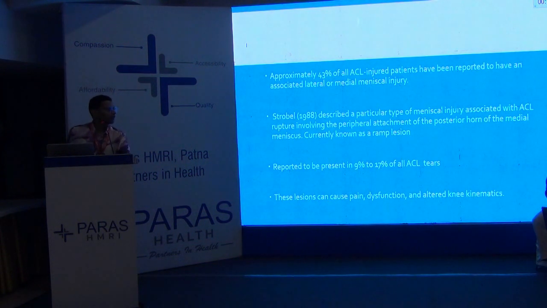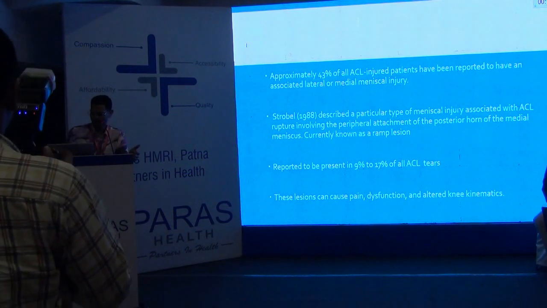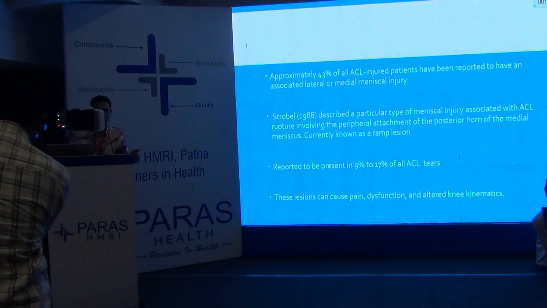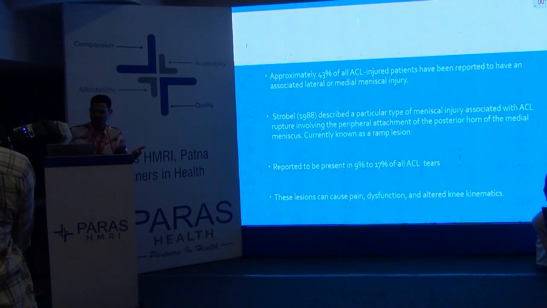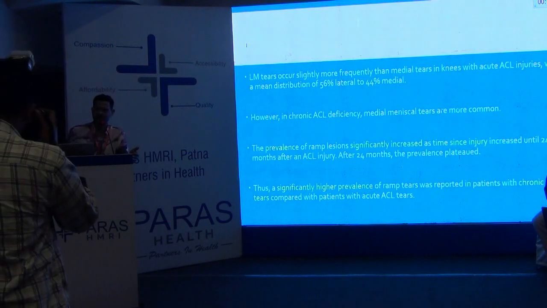Around 40% of all ACL tear patients have been reported to have an associated lateral or medial meniscal injury. Strobel in 1988 described this type of injury, which is now known as ramp lesion. The incidence varies from literature to literature, but it's around 10 to 20% in the majority of the literature. These lesions can cause pain, dysfunction and alteration in the knee kinematics.